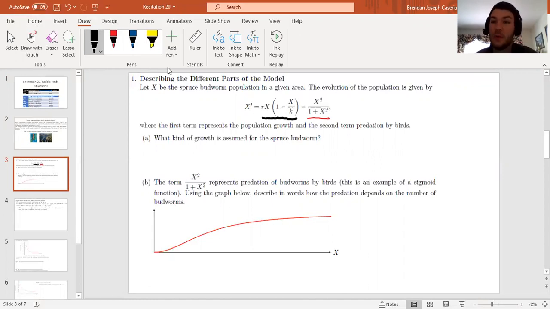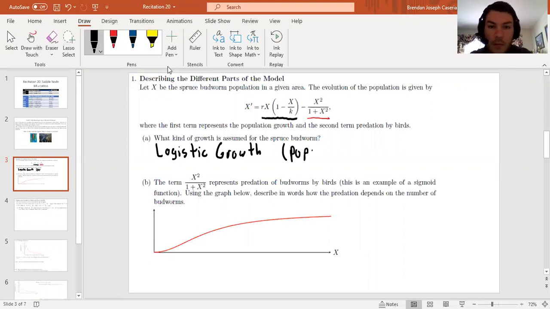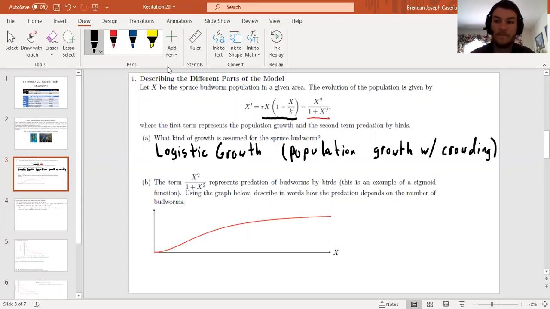So if we look at this term here, we see it's rx times 1 minus x over k. That should look familiar. Specifically, we know this to be the logistic growth model. This is the logistic growth model. In other words, it's the population growth model with crowding.